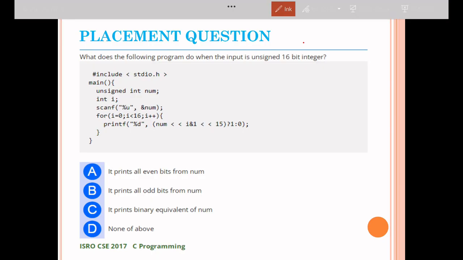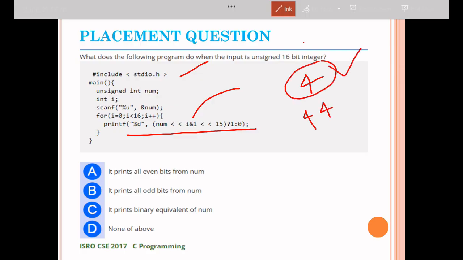#include <stdio.h>, unsigned int num, int i, scanf %u, &num, for i equal to 0, i less than 16, i plus plus, printf num left shift i. Now there are two operators, one is this operator and the second is this one. Okay, so this is bitwise, you know, and this is a logical operator. Now see here, so this is bit.